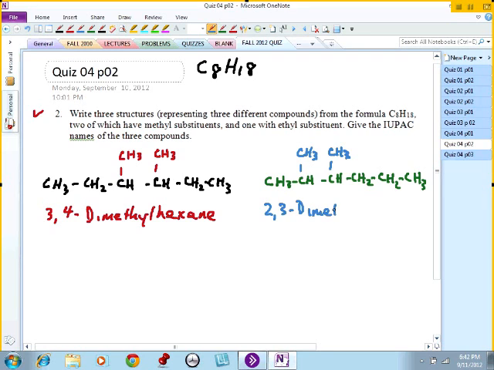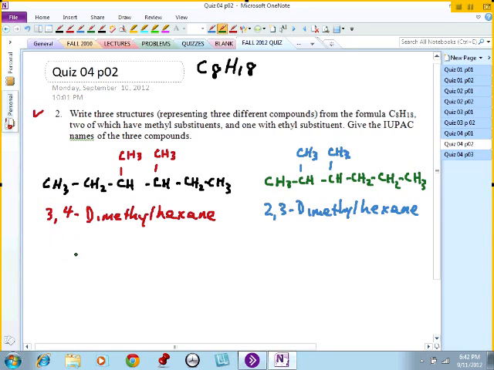2,3-dimethyl. Very good. Hexane. Okay, so those would be the two possibilities in terms of those two compounds that have methyl substituents. But you said that we should do one with one methyl group. Okay, let us do one with one methyl group.